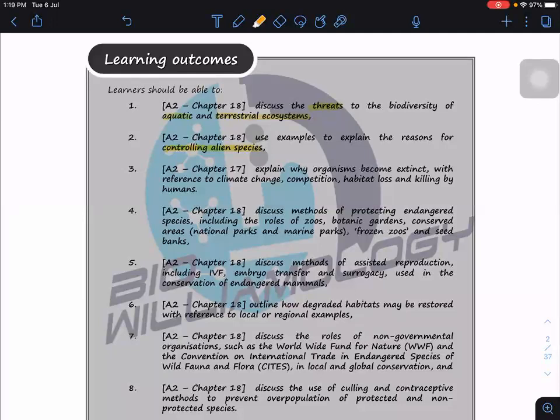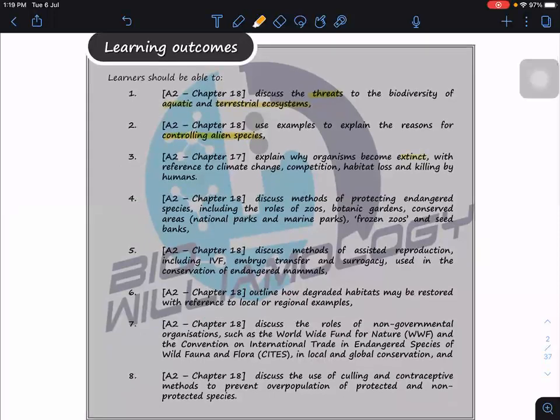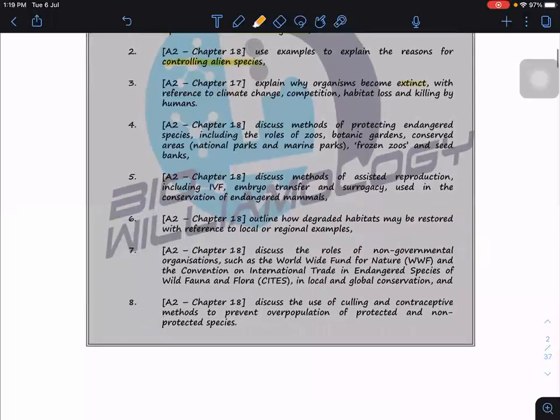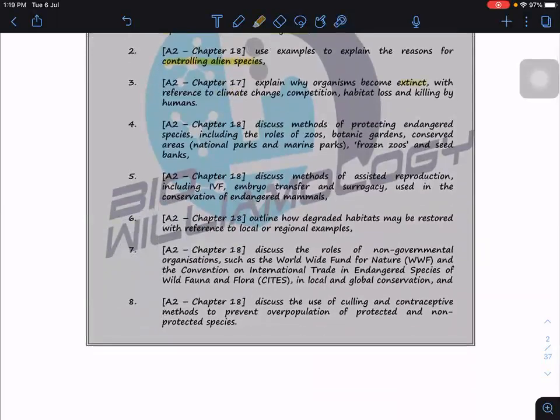Okay, now explain why organisms become extinct. In this case, extinctions take place with reference to climate change, competition, habitat loss, and killing by humans. So we look at a particular organism and why it became extinct. These are what we're going to do today, and in the subsequent lessons we're going to discuss the methods to protect endangered species. What are the ways we can protect them?